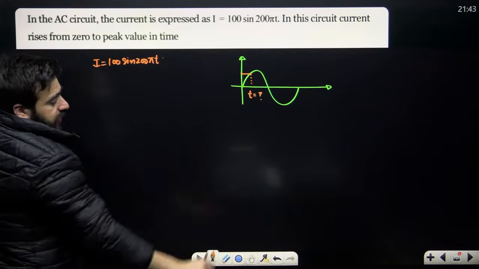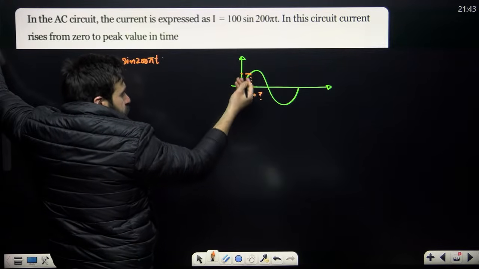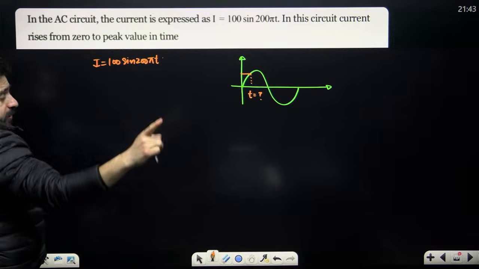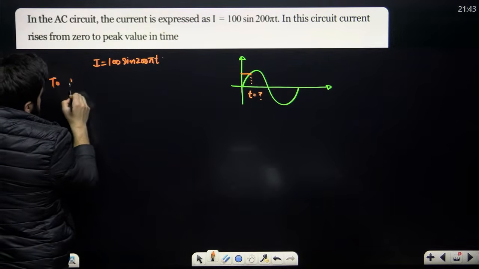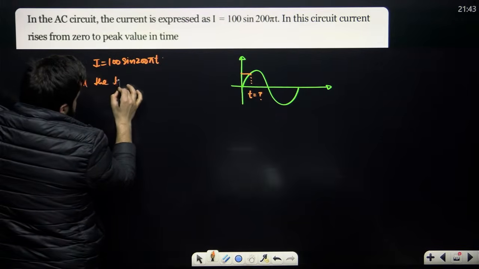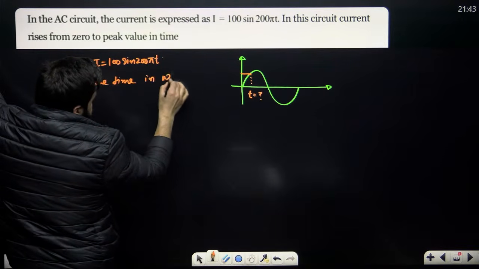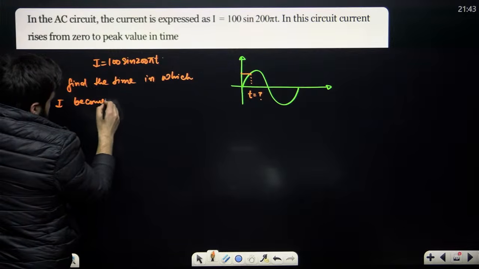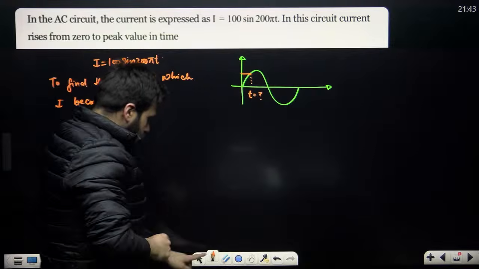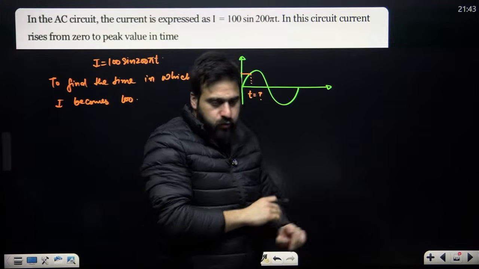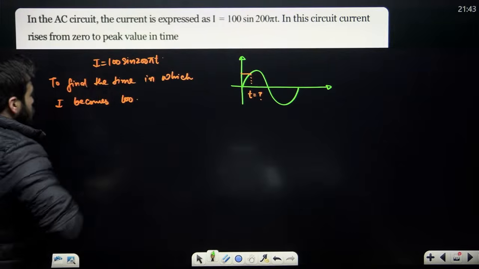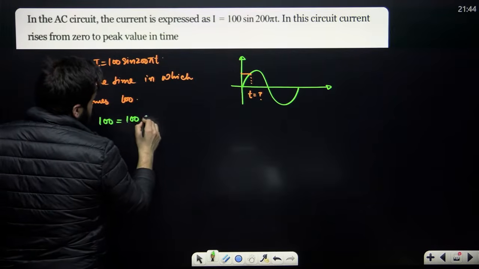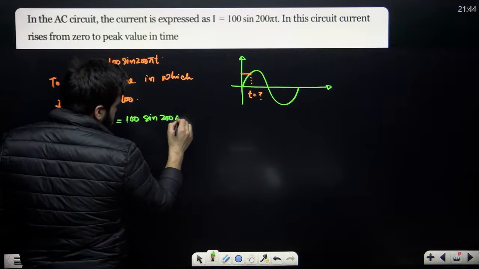Whenever you face a question something like this, guys, because this alternating current is variable, it will be 0, maximum, minimum, 0. So now you tell me in this particular case, to find the time in which current becomes 100. You have to tell me the time in which current becomes 100. Listen carefully. Put the value of this I as 100 is equal to 100 sine of 200 pi t.